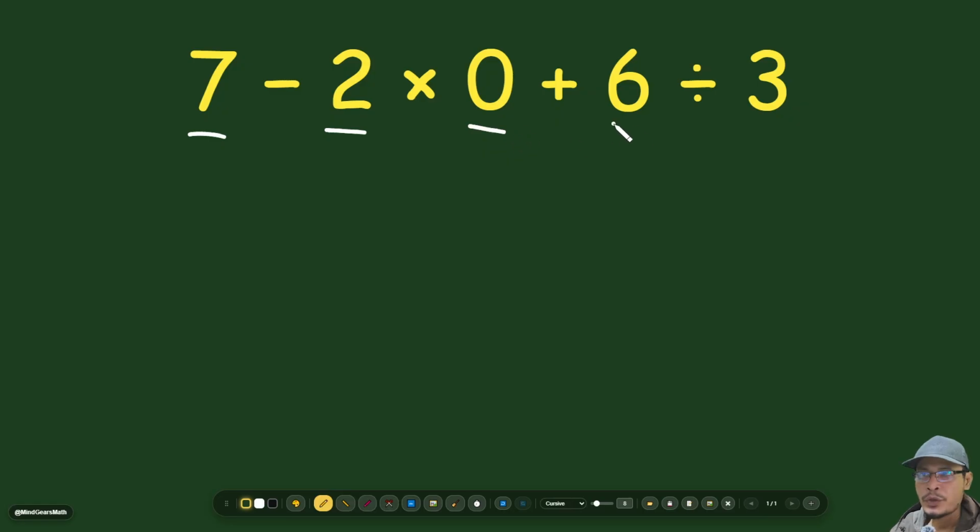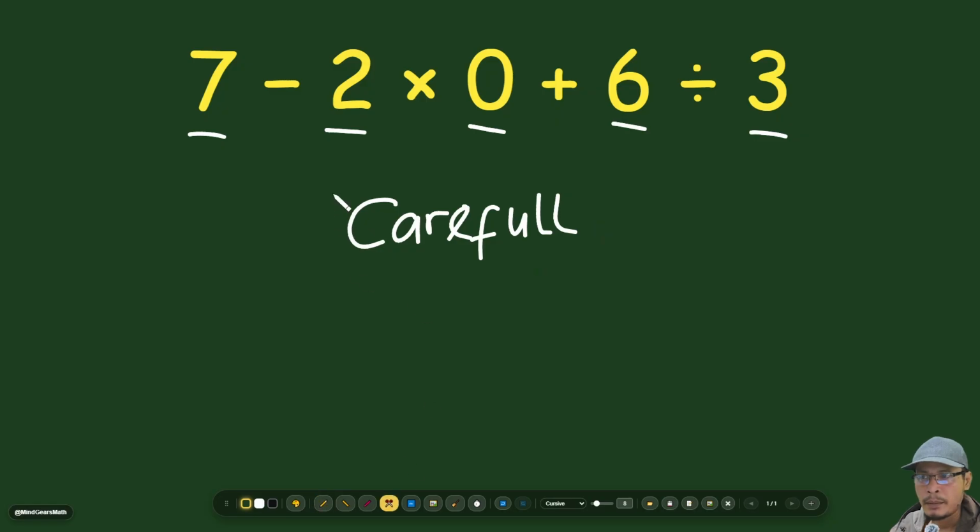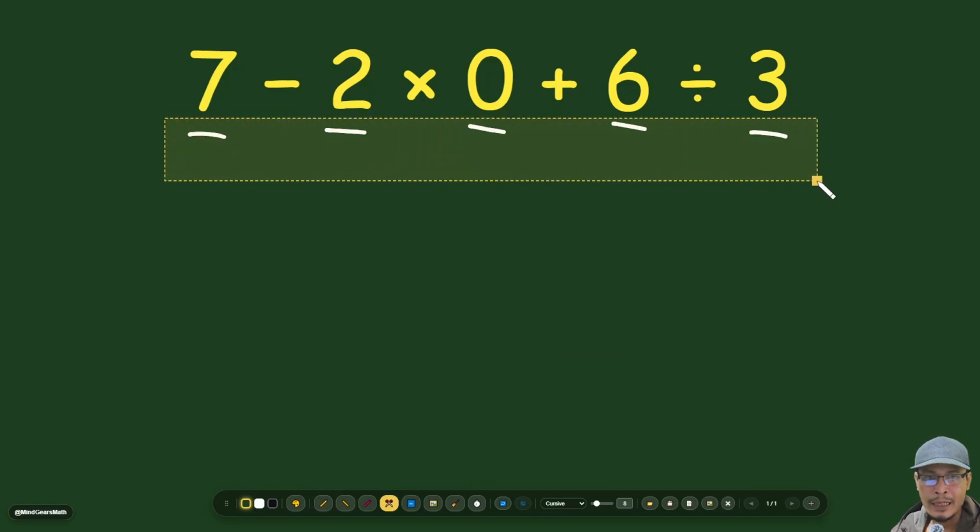Today's problem: use all four operations. 7 minus 2 times 0 plus 6 divided by 3. It looks simple. Be careful, two traps are hiding in this one line.